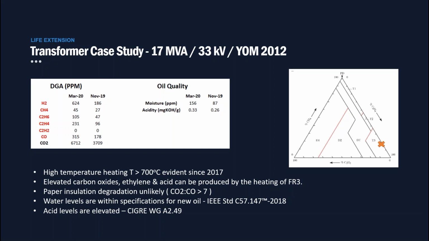The water levels are within specifications for new oil, and the acid levels are elevated, 0.33. So the recommendations I gave to the asset manager recently were to continue to monitor the dissolved gas analysis regularly, every 3 months I said, do thermography to try and identify any overheating of the tank, bushing connections, or bus duct, and also look at recent electrical testing to investigate the cause of the gassing. Any further increases, certainly an internal inspection will be recommended.